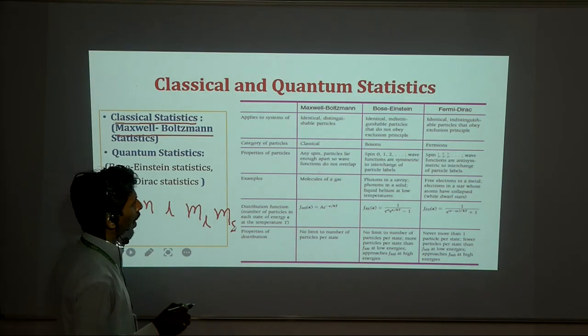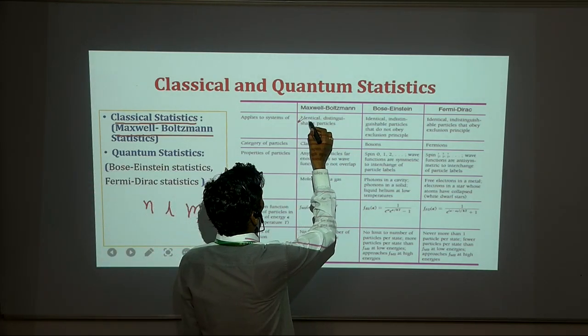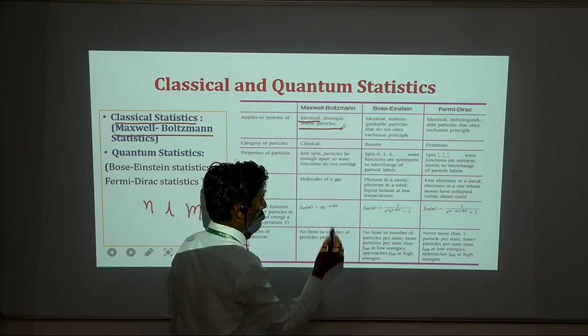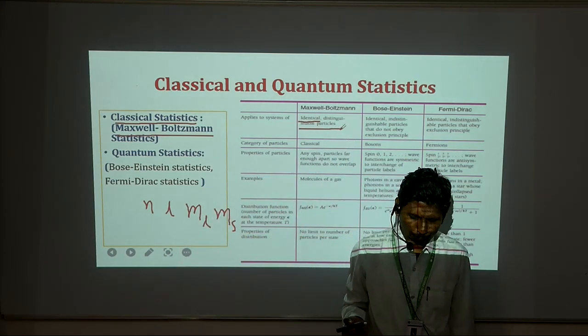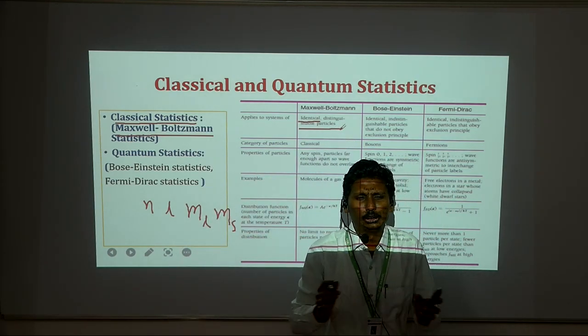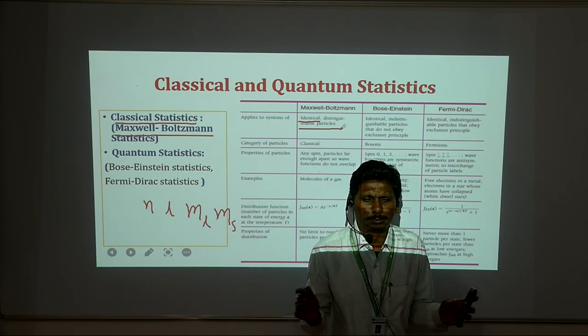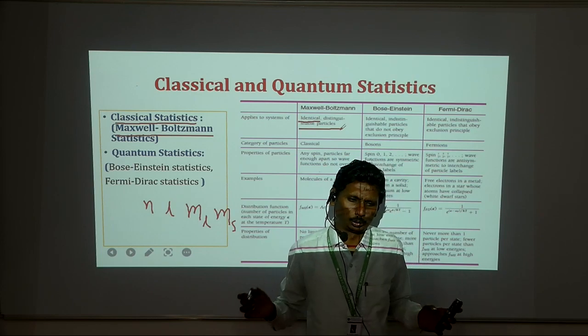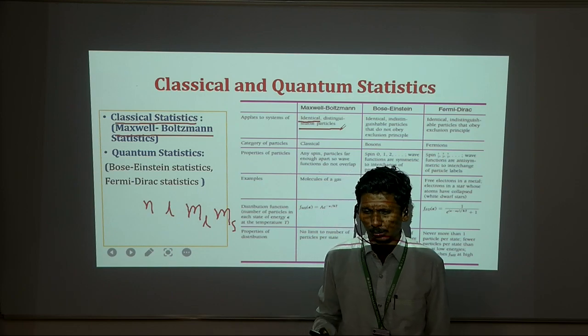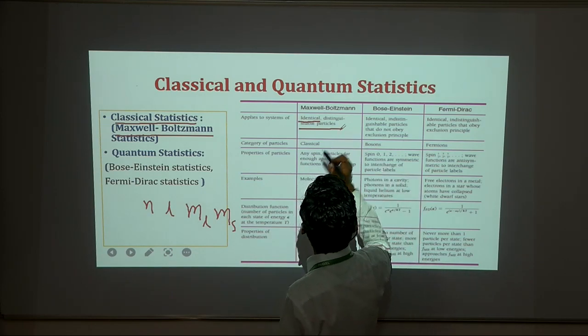In the Maxwell-Boltzmann distribution law, particles are identical and distinguishable. Why are they distinguishable? Because they are widely distributed, a wide band gap of energy is there, and therefore they are identical and distinguishable.